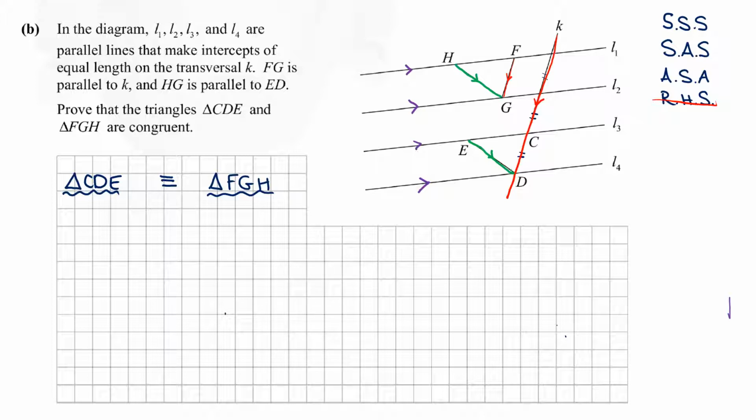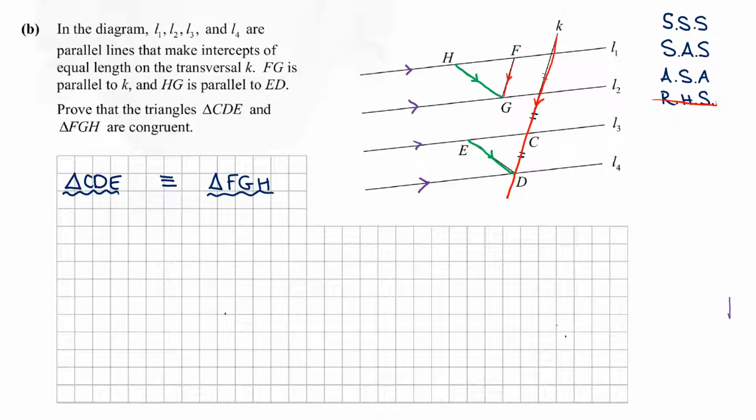Now, what can we work with? Well, now we have either SSS, SAS, or ASA. So there are three possible ways that we're going to be able to prove that this is congruent. Now, realistically, we're probably going to bring an angle into play.